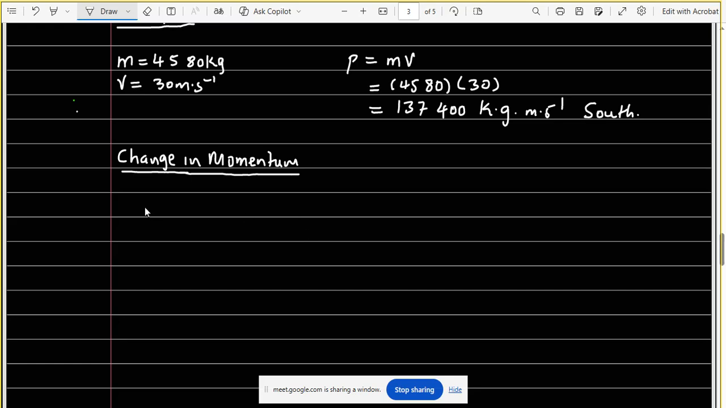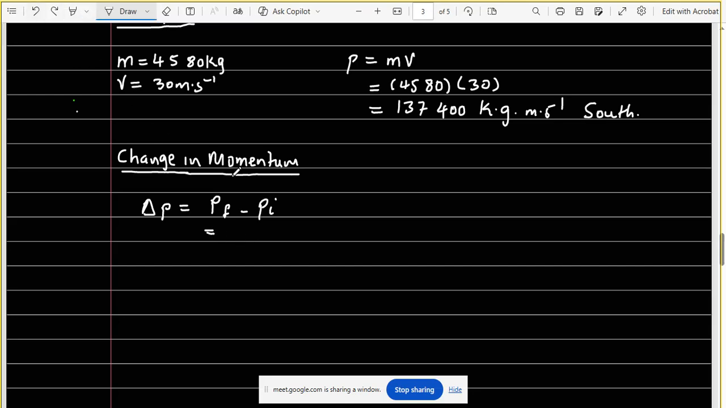Yes, sir. The formula that we use: the change in momentum equals P final minus P initial, which is just the mass times the change in velocity. The best way to write this formula is M inside the bracket, V final minus V initial. That's how you calculate the change in momentum.